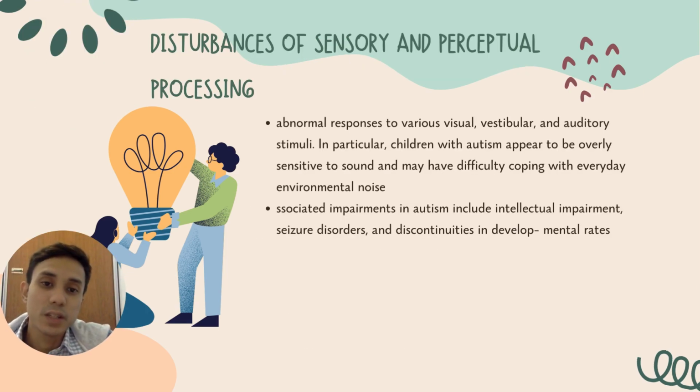Next one, disturbance of sensory and perceptual processing. There is abnormal response to various visual, vestibular, and auditory stimuli. In particular, children with autism appear to be overly sensitive to sound and may have difficulty coping with everyday environmental noise. Associated impairments in autism include intellectual impairment, seizure disorder, and discontinuities in developmental rates.